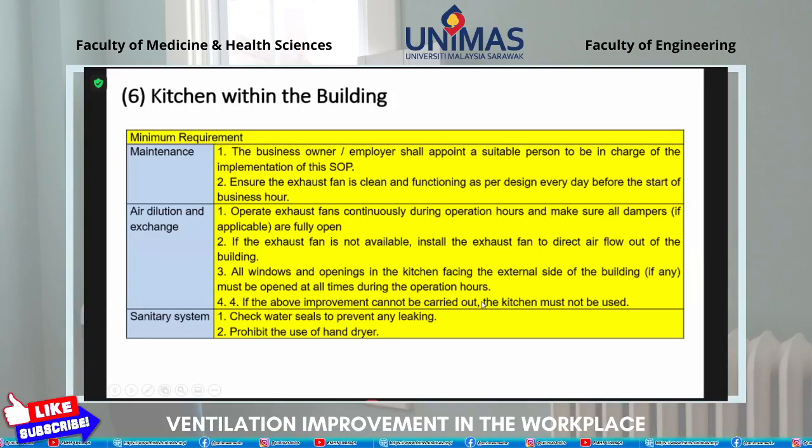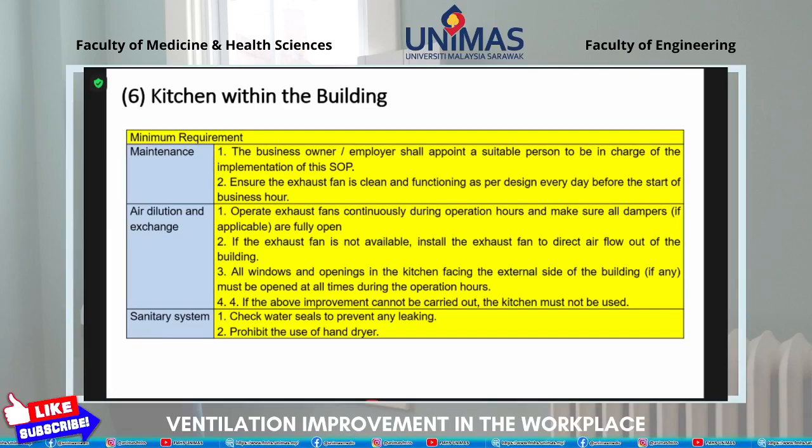So the next one is the kitchen within the building. For a kitchen within the building, they must operate the exhaust fan continuously during business hours and make sure all dampers are fully open if there is a damper for the kitchen exhaust fan. Okay, and if the exhaust fan is not available, then they must install an exhaust fan to direct airflow out of the building. Now, all windows and openings in the kitchen facing the external side of the building must be open at all times during operation hours. This is to promote air exchange. Okay, and if the above improvements cannot be carried out, then they must not use the kitchen.